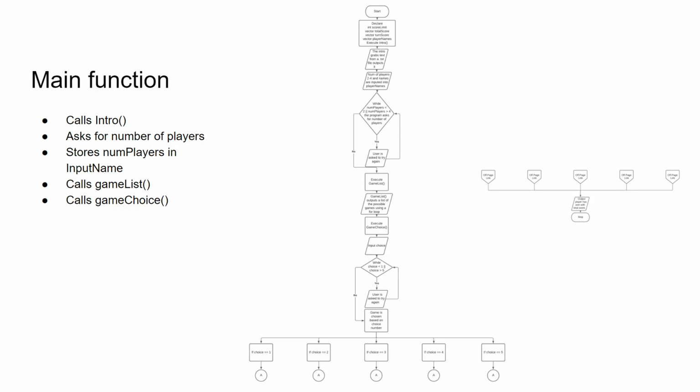So that brings us to going over the code as it is now, and we start off with our main function. The main function calls the intro function, which is basically ASCII art of a pig and the word pig. From there, that intro function asks for the amount of players that are playing, and it asks for the name of each player. From there, it calls the game list, which will output all 5 of the games that we put into this code, and game choice, which allows the players to choose the game.